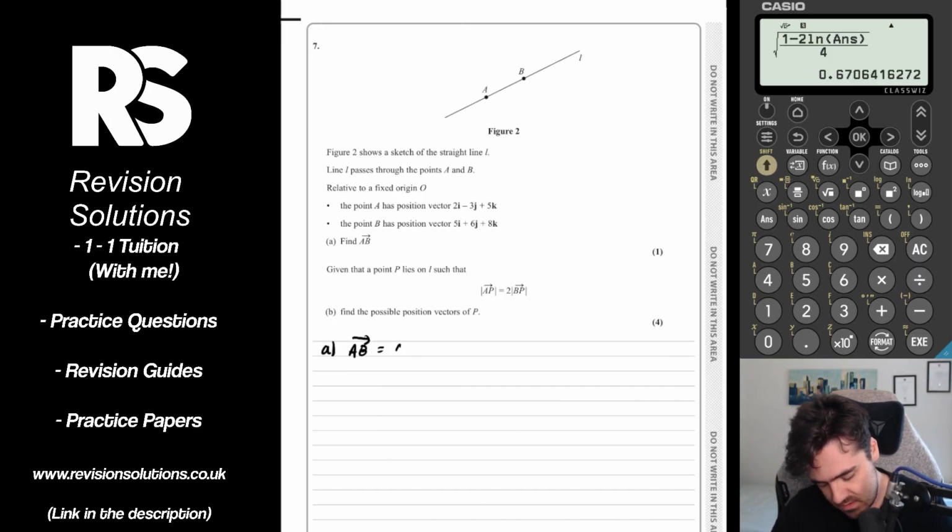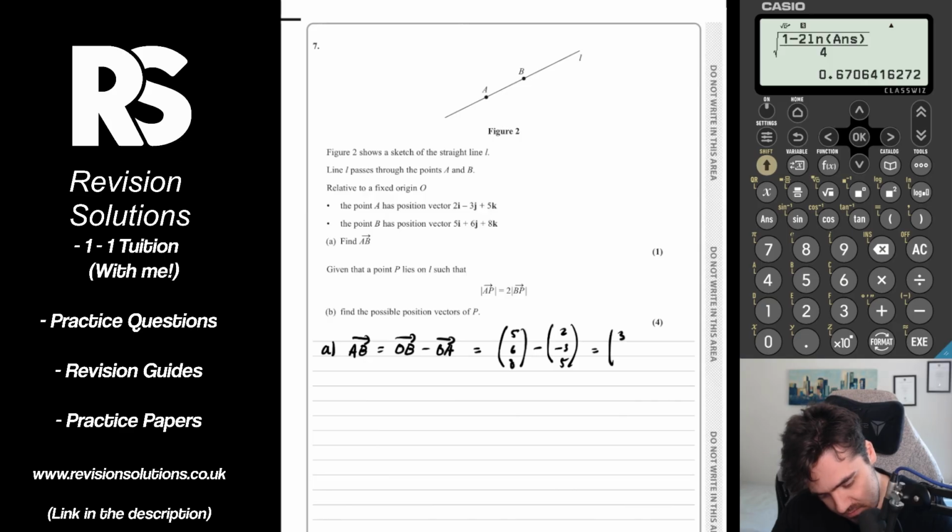is going to be the position vector of B minus the position vector of A. So that's going to be (5, 6, 8) minus (2, -3, 5). 5 minus 2 is 3. 6 double minus 3 is a 9. And 8 minus 5 is another 3.